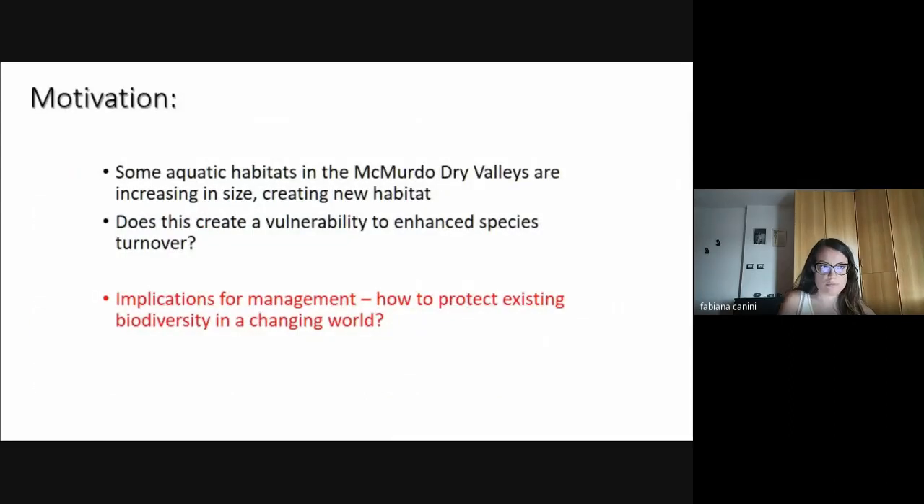The reason for our work focuses on the fact that we've known for some time that aquatic habitats are increasing in size in some of the McMurdo Dry Valleys, and we know that this newly created habitat is being colonized, and the question many people are asking is whether this new habitat is creating new opportunities for new species and enhancing species turnover in these community systems. Implications for management, of course, are our desire to protect existing biodiversity in a changing world, and the extent to which we need to take special initiatives to allow that to happen.